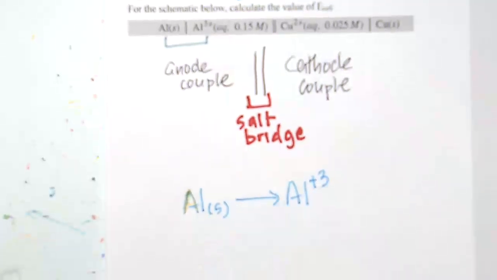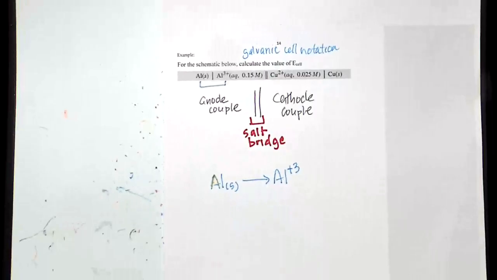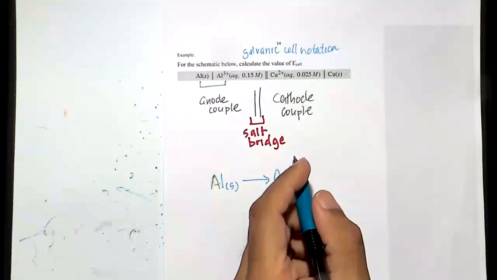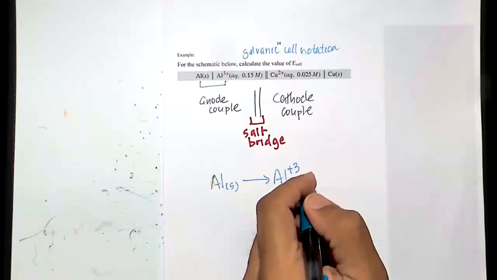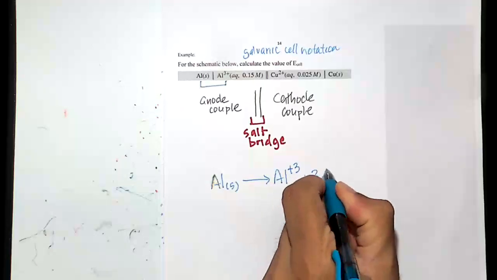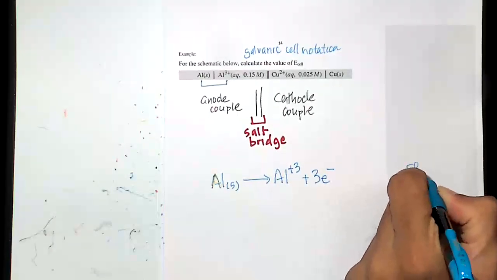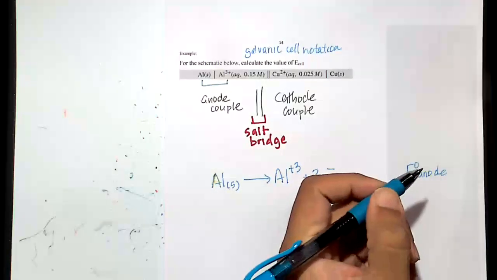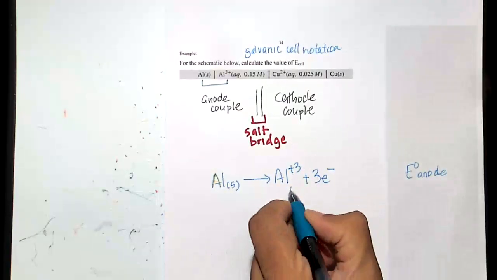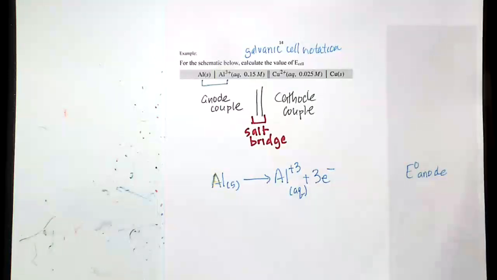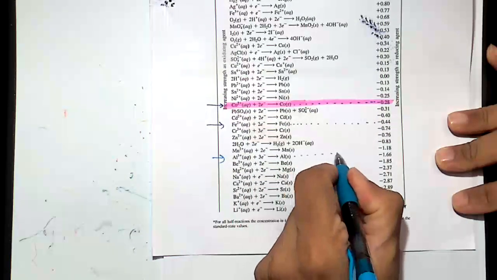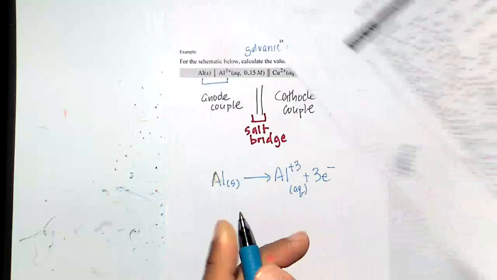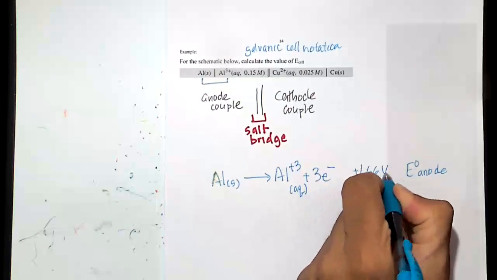How many electrons and where should they go? This is the anode, so in the anode the electrons go on the product side because anode is the site of oxidation. Lose electrons, oxidation. So we're going to put 3 electrons here. This is the anode. And what is this on our sheet here? Positive 1.66 volts.